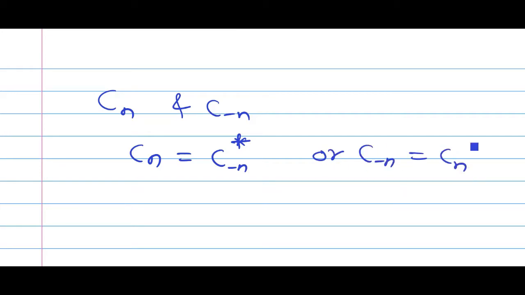Now there is a relationship between Cn and C minus n. The relationship is that Cn equal to C minus n conjugate, or you can say that C minus n equal to Cn conjugate. Suppose Cn is 3 plus 5j, then C minus n will be the conjugate, that means 3 minus 5j. Or suppose C minus n is 2 minus 4j, then Cn will be the conjugate, so 2 plus 4j. Okay, thank you.